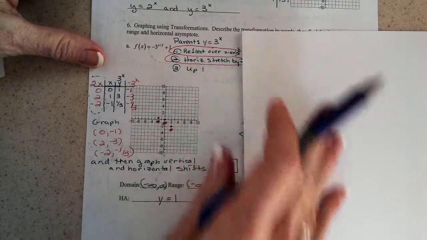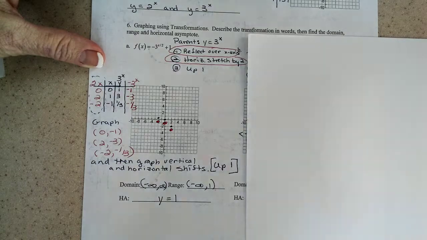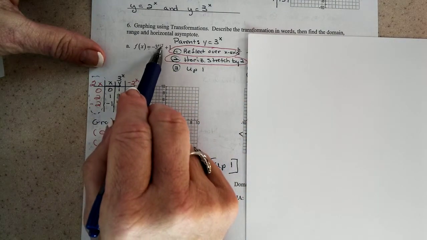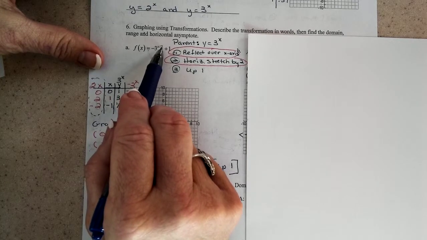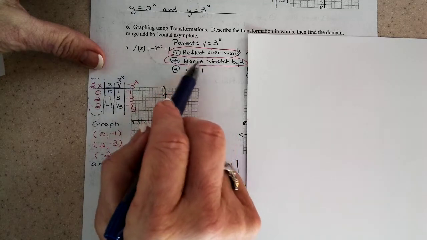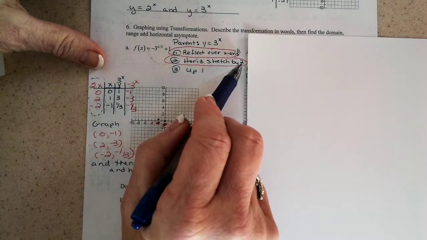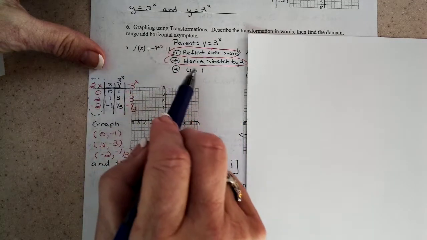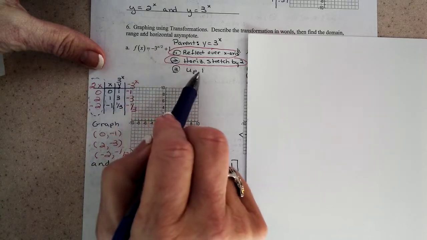If you'll recall, the horizontal stretches are opposite to what it looks like it should be. You see x times 1/2. So it looks like the stretch would be 1/2, but actually when it's horizontal, it's opposite. So it's actually going to be a horizontal stretch rather than a compression, and it's by 2. And then after you've done that, you're going to move the points up 1.